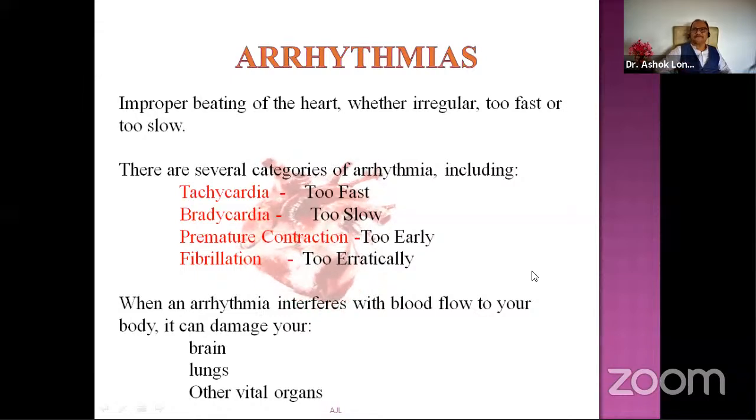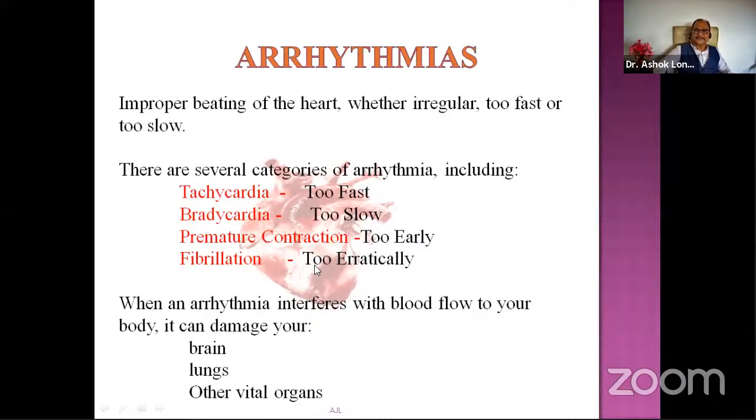Now what comes first? The arrhythmias. This is an improper beating. This is a very normal beating here on my screen. So improper beating of the heart, whether irregular, too fast or too slow, anything. So you know this term. Let us go to the next.